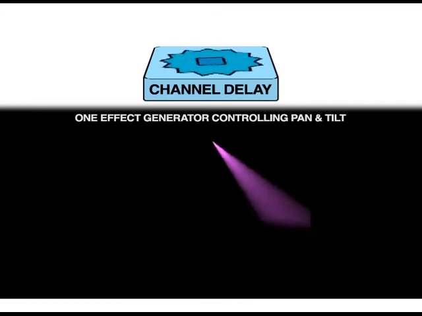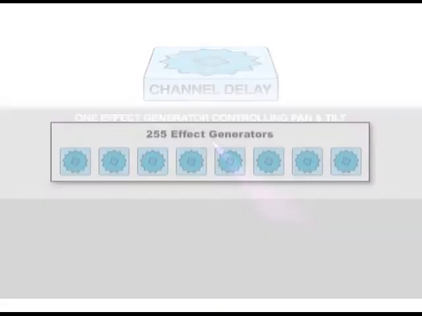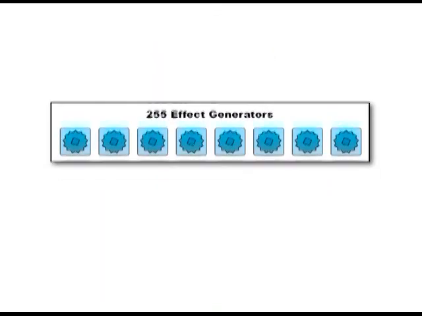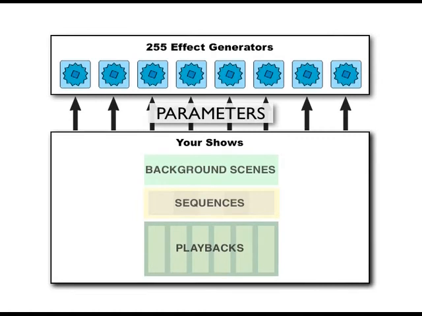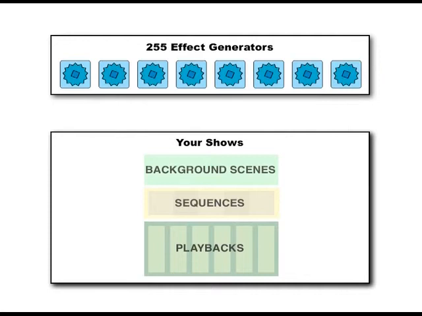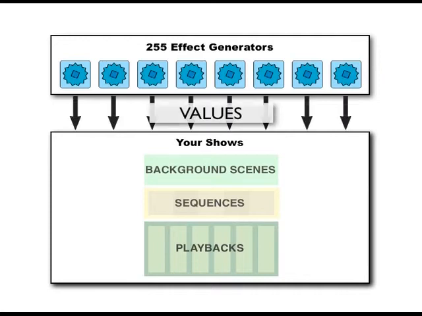You have as much as 255 effect generators at your disposal. They exist outside your program shows. It is only the parameters that control the generator that are stored in your show elements and transferred to the generator when a show element is activated. The generator in turn produces values according to the parameters.